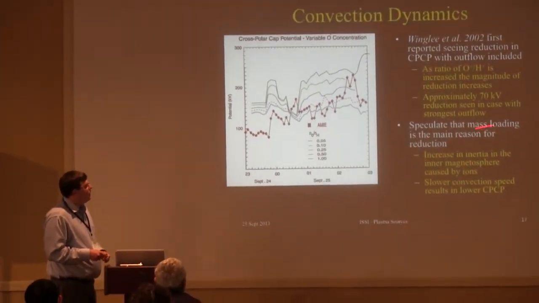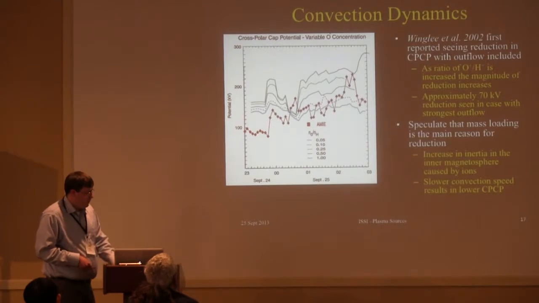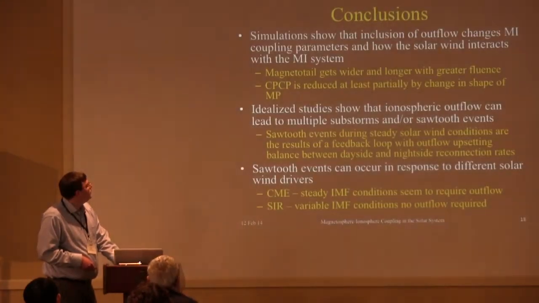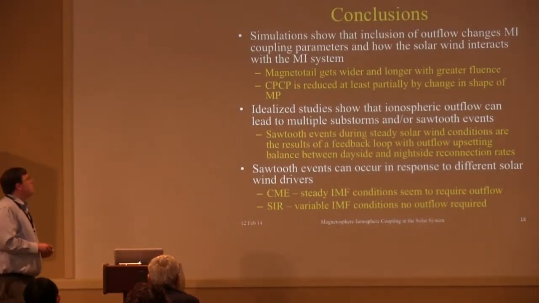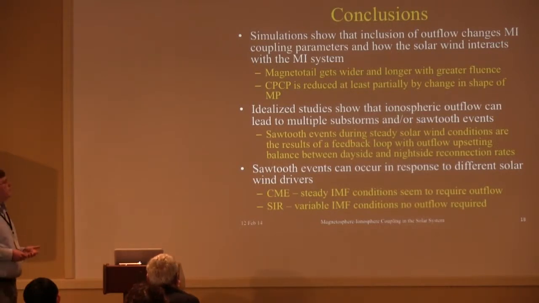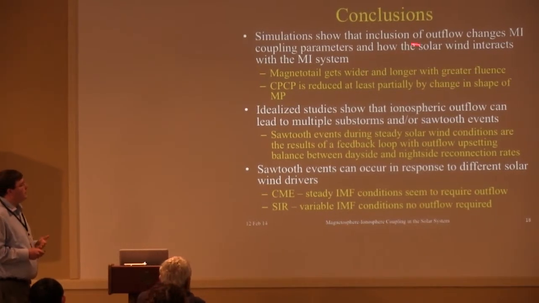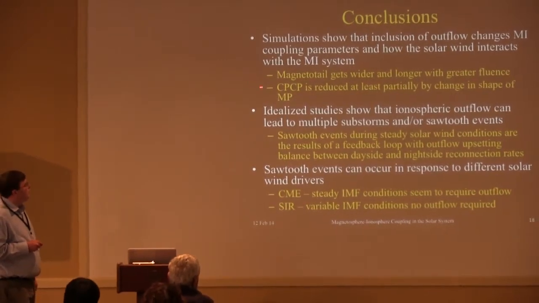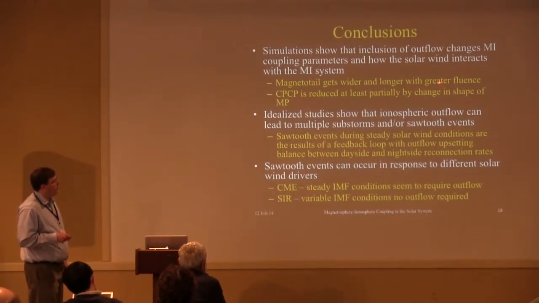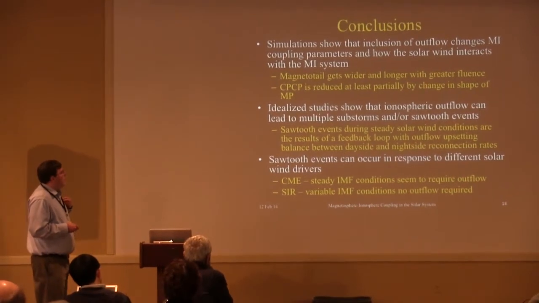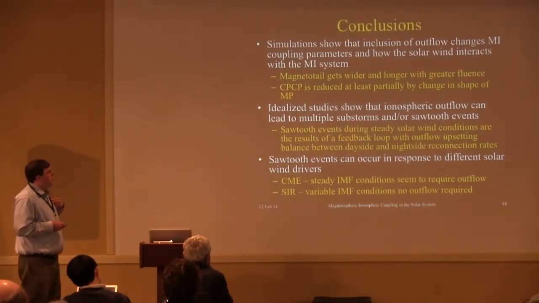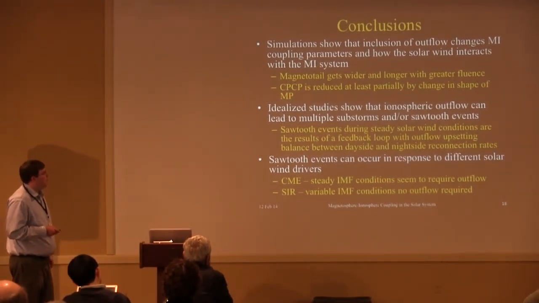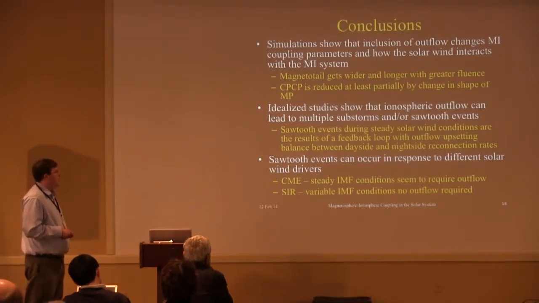Winglee speculated that mass loading was actually the main reason for this reduction. So simulations have shown that the inclusion of outflow changes the MI coupling parameters and how the solar wind interacts with the MI system. In general, outflow causes the magnetotail to get wider and longer with greater fluence, and the cross-polar cap potential is generally reduced at least partially by changes in the shape of the magnetopause.